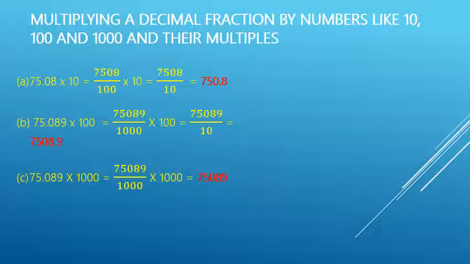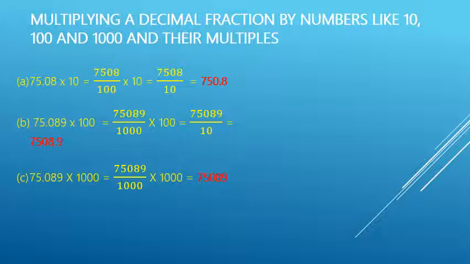Now in the third example, we are multiplying 75.089 by 1000. So again we will write 75.089 as a common fraction, which is 75089 upon 1000 multiplied by 1000. Now 1000 in the numerator and 1000 in the denominator will be cancelled, or we can say we will divide both of them by 1000 and we get 1 in each case. And what is left? 75,089. So this is our answer. This is the way we multiply a decimal fraction by numbers like 10, 100 and 1000.